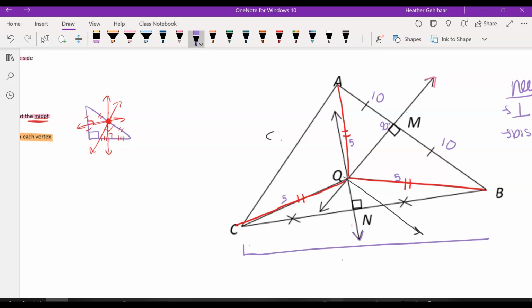If I knew that CB was, let's say, 30, well, then we know that CN would be 15 and NB would be 15, because those two segments are congruent. All right, and that's it for perpendicular bisector.